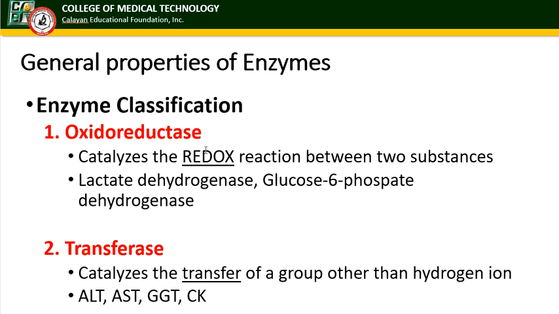So, oxidoreductase. Next, transferase. So, catalyzes the transfer of a group other than hydrogen ion. So, other than hydrogen na inilipat sa ating chemical reaction, transferases ang ating yan. So, ALT, AST, GGT, and CK. So, ano mga meaning nito? So, abangan nyo sa ating discussion ng ating enzymes.